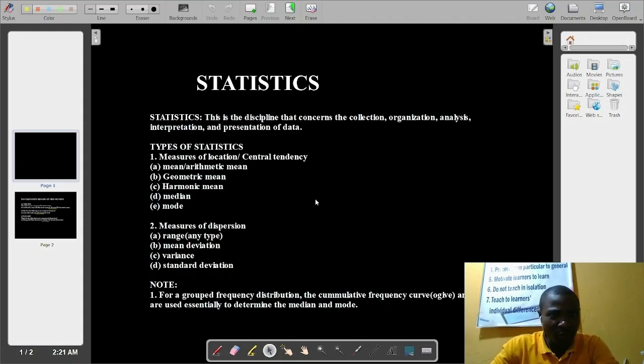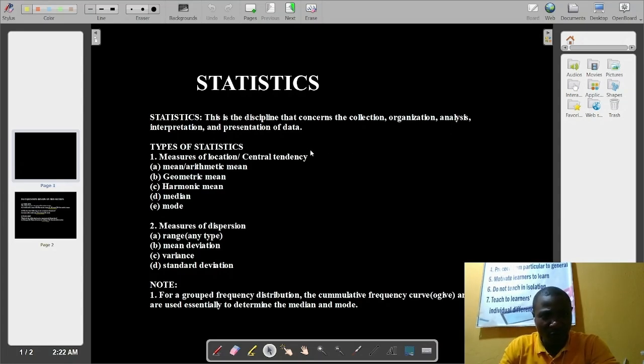Today we are just going to be considering the first part of our series on the topic of statistics. This is the introduction part of statistics, and we'll be considering a few definitions of terms and how they will be applied. So briefly, as you can see on the screen, the definition of statistics: this is a discipline that concerns the collection, organization, analysis, interpretation, and the presentation of data.